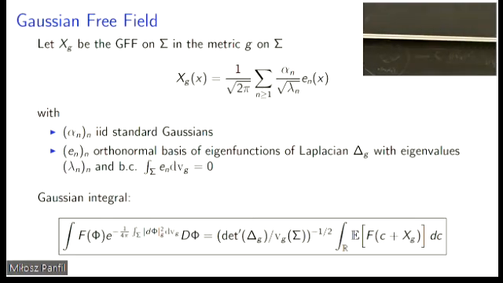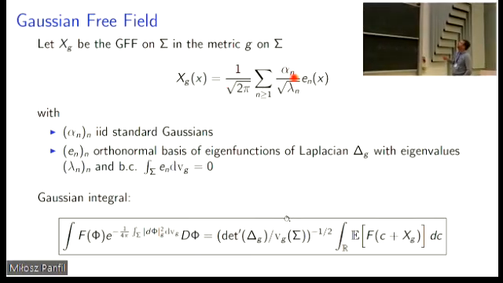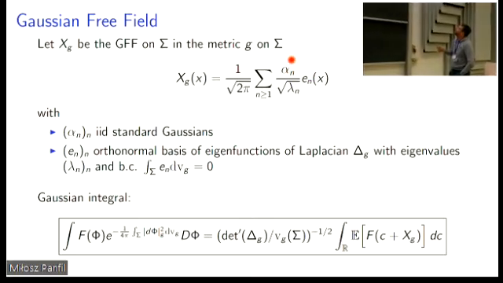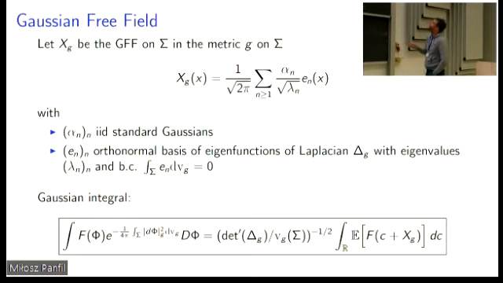And here's a concrete way to construct it: you take a standard sequence of Gaussian variables, and you take an orthonormal basis of eigenfunctions associated to the eigenvalues lambda n, with average 0 on your surface, and you take this infinite sum here. Then this gives you a Gaussian variable whose covariance is given by the Green function.